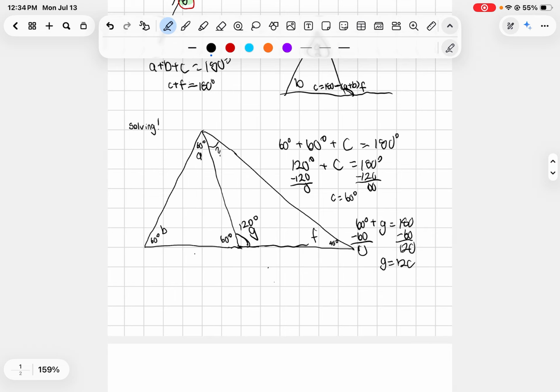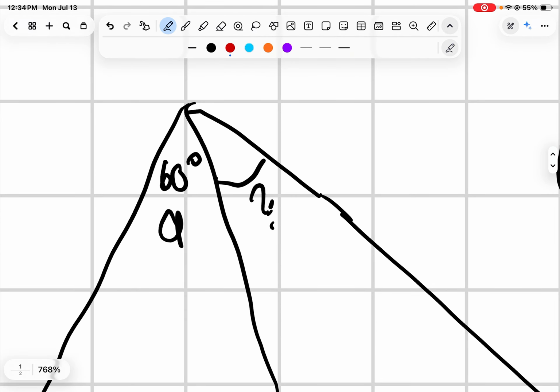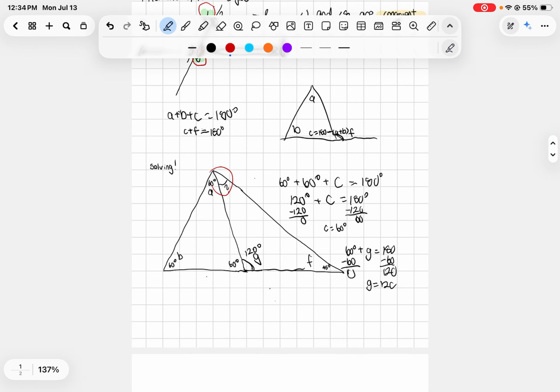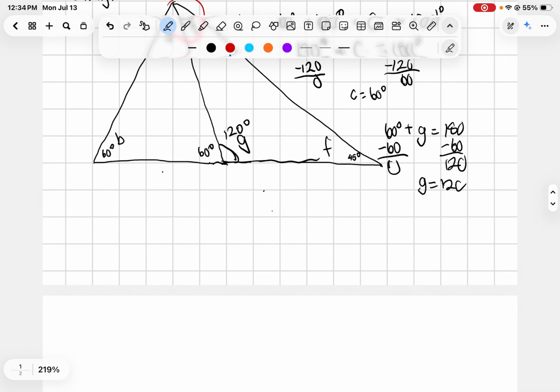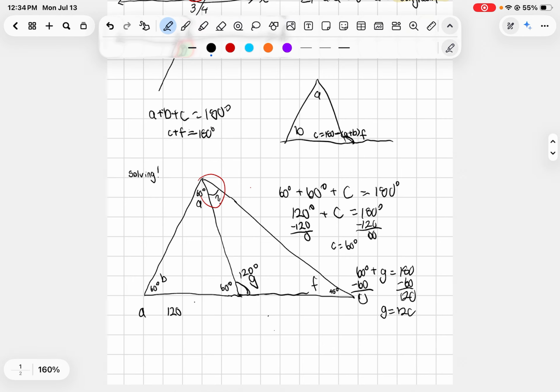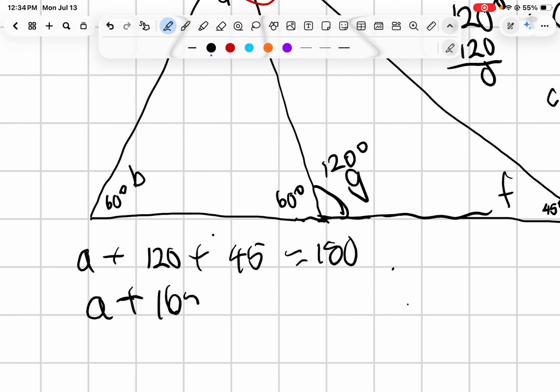Now we need to find out this angle. How we can do it is using this equation and doing the same to solve for that. For example, let's just add these all together. Let's make this our angle A, this our angle B, and this our angle C. After we add 120 and 45, we get 165 degrees.